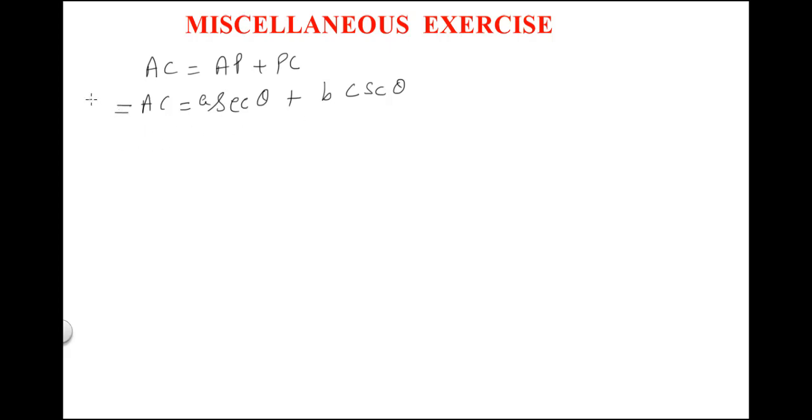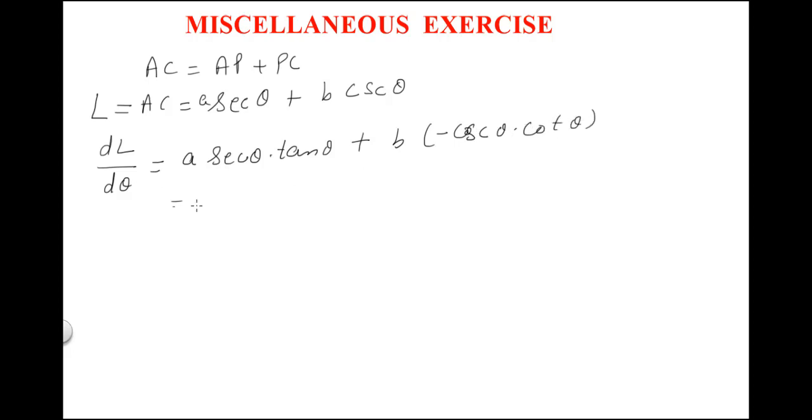Let us represent it with Z, or because it is a length, let us take it as capital L. Differentiating it with respect to theta, we will get dL by d theta equal to a as it is, the differentiation of secant theta is secant theta into tan theta, plus b, and the differentiation of cosecant theta is minus cosec theta into cot theta. So what we have is a sec theta tan theta minus b cosec theta cot theta.